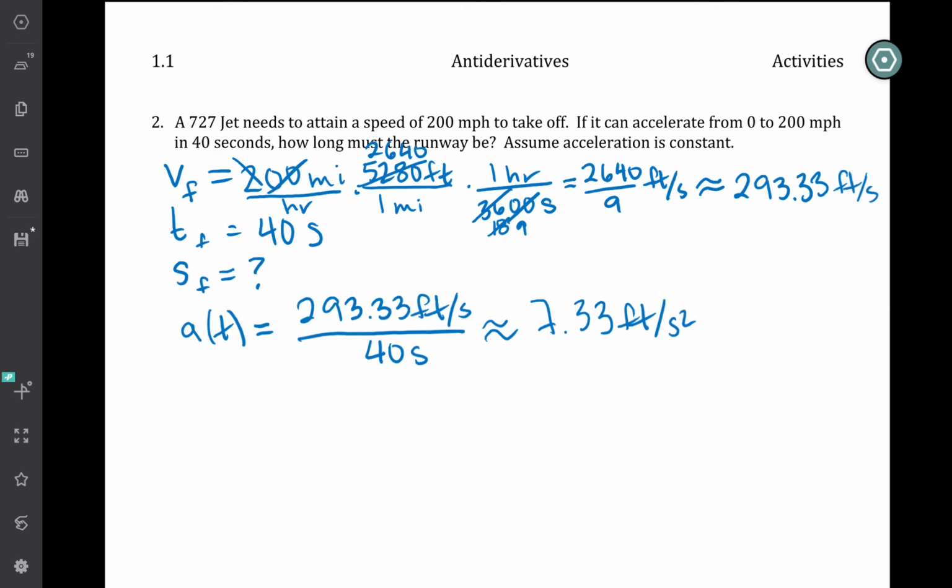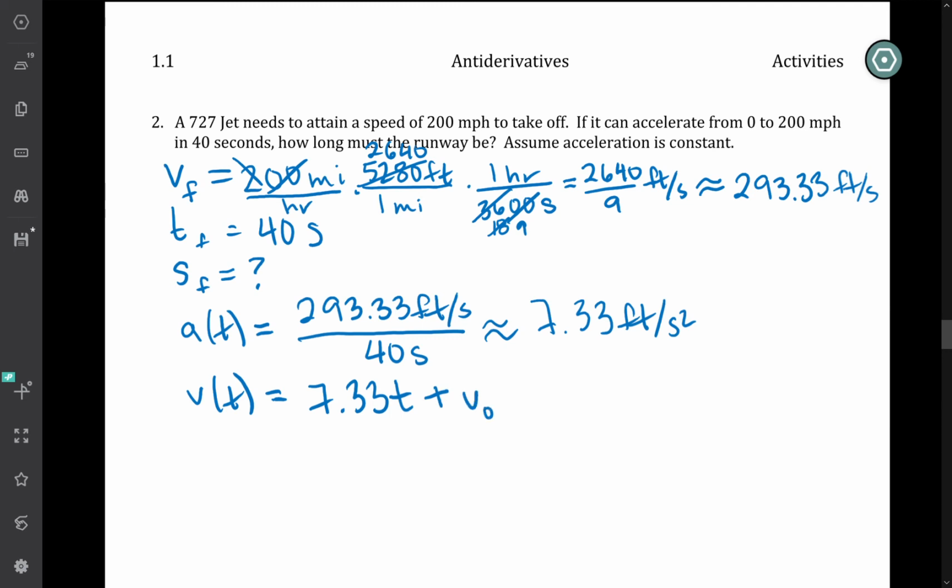Okay, so we've got our acceleration, which means we can start working on a velocity function. 7.33 times t, and then we need plus the initial velocity. And a lot of times people mess up here, and that's one of the reasons it's good to label things ahead of time. They want to put the 200 here. We're actually starting from 0 miles per hour, so this is 0. Our final velocity should be 293 feet per second. And then we can start on our position function.